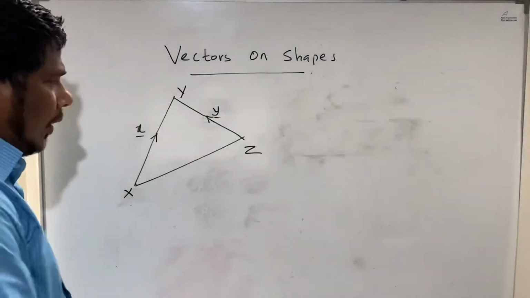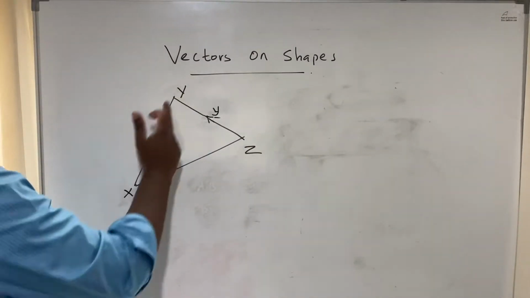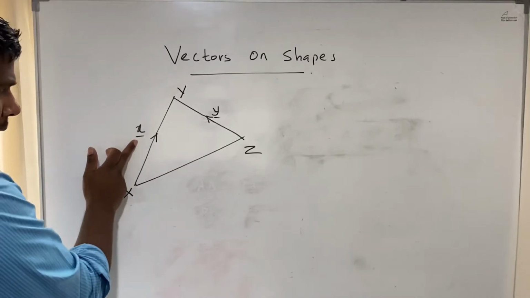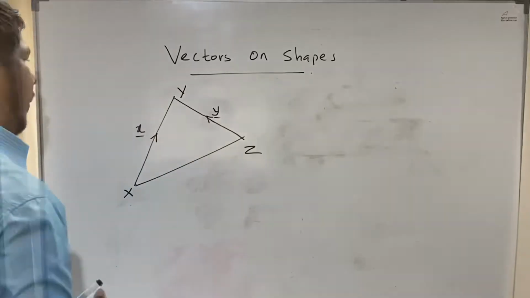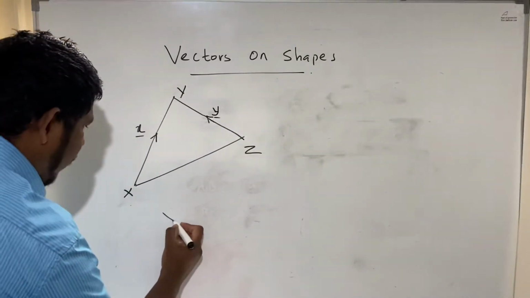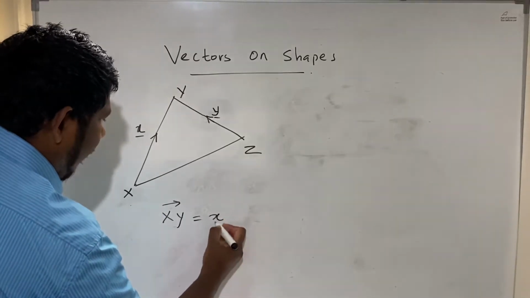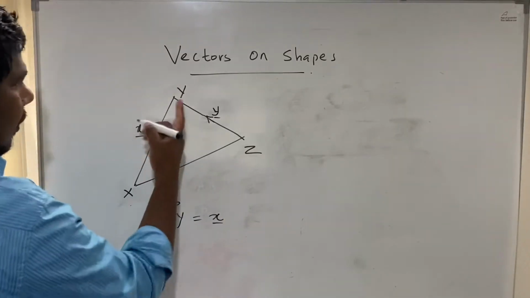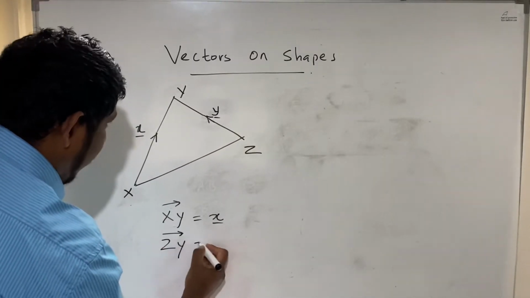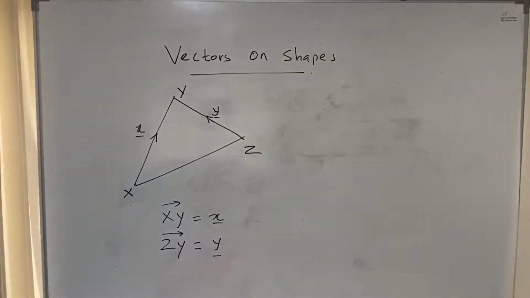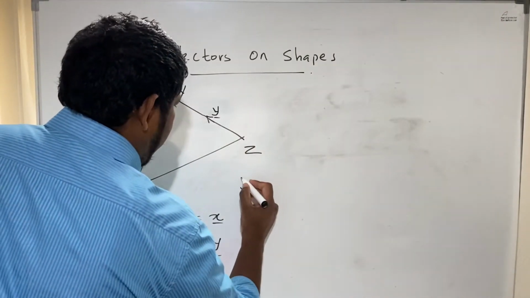Okay, now you can see a triangle here, x, y, z, and the vector x to y given as vector x, and vector z to y given as vector y. So vector x to y is vector x, and vector z to y is vector y. And now we have to find what is the vector x to z.